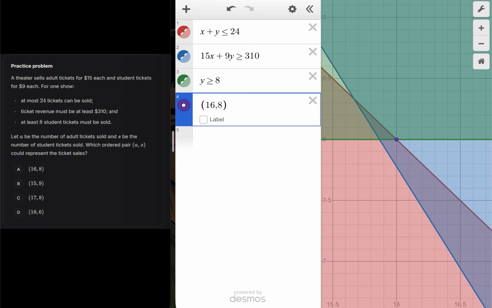Inequalities can be really hard to do manually because you really don't want to be testing each single point. So knowing and mastering how to use these inequalities on Desmos, finding the overlapping region, and then selecting the point that satisfies that overlapping area genuinely is incredibly helpful for inequality questions.